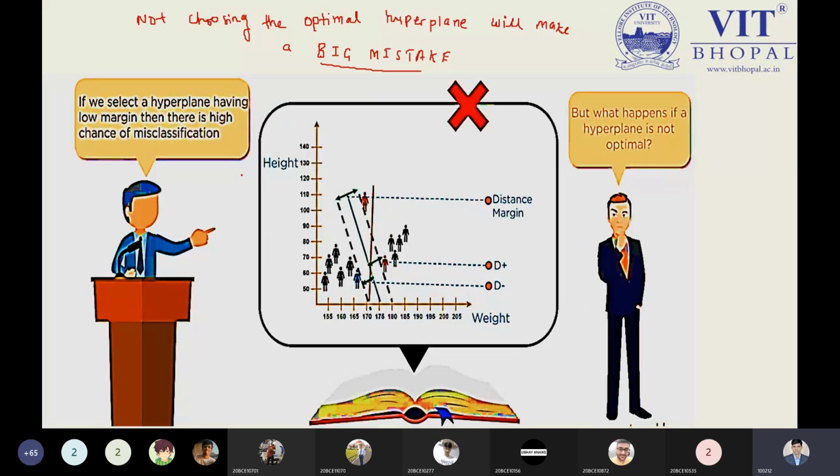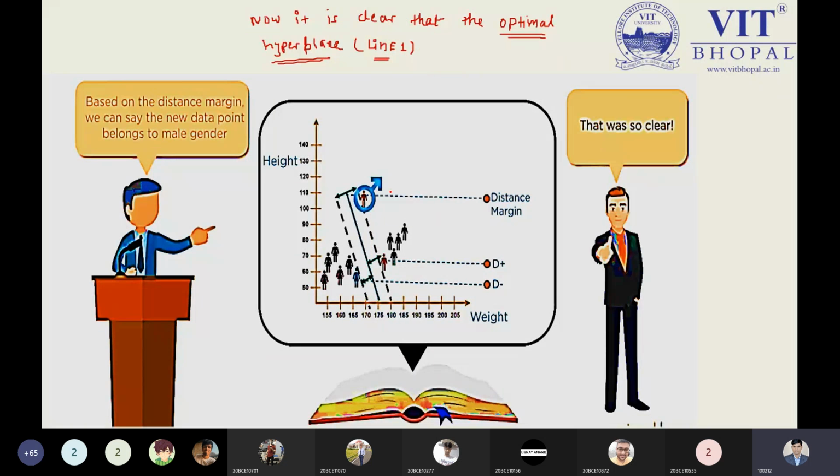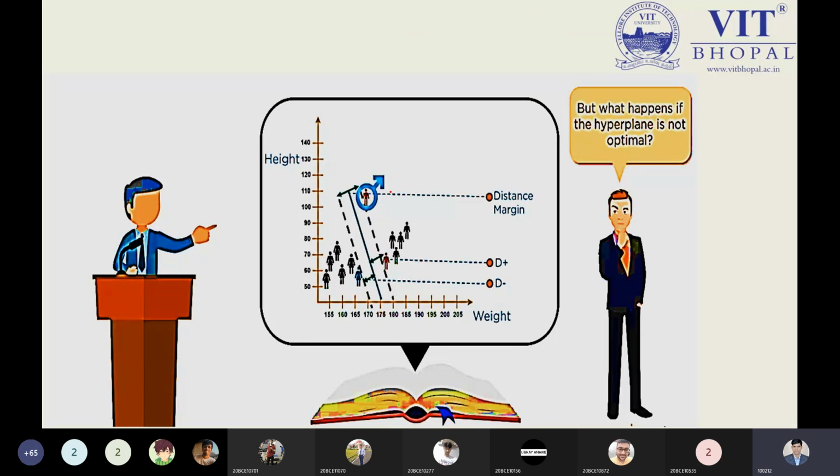So this is the only point. In this slide, it is saying that so far we have decided line one is the best line, so we have chosen it. But is there a guarantee that the line selected by us is every time the optimal one or not?